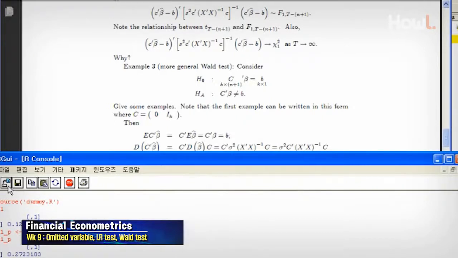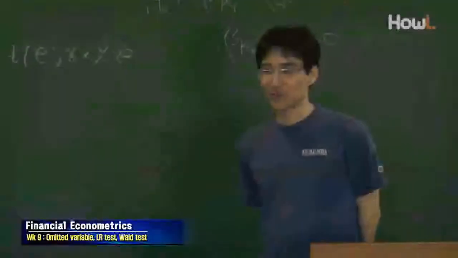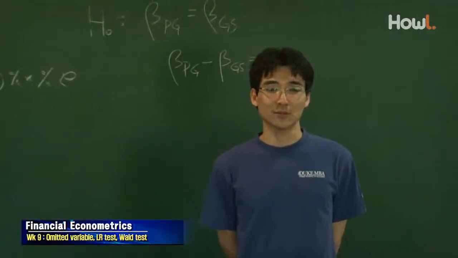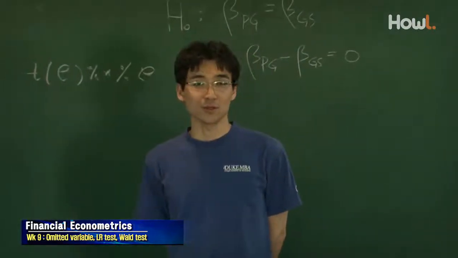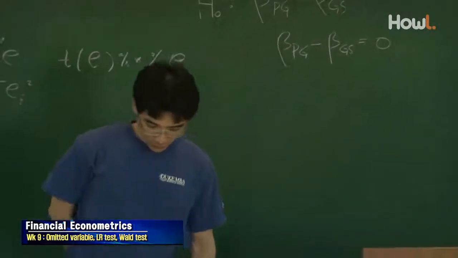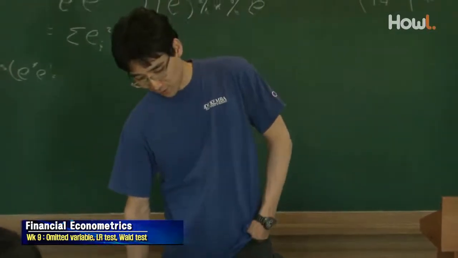So what is our conclusion? We cannot reject the null. So we cannot reject the null hypothesis. What does that mean? So basically the coefficients are basically the same. More rigorously speaking, we cannot say they are different. We cannot say they are not the same. So we finished the Wald test, and it is very, very important.